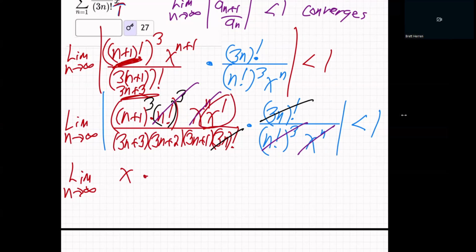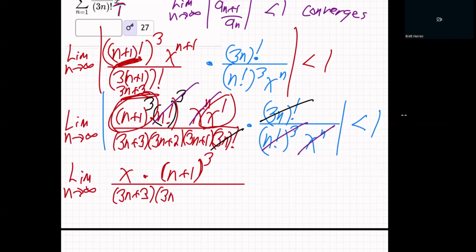What on the top I have is n plus 1 cubed. On the bottom I have 3n plus 3. Oop, that's getting ugly. Let me be a little more careful. So n plus 1 cubed on the top. I'll circle that. And then on the bottom, 3n plus 3, 3n plus 2, 3n plus 1. Right, circle, circle, circle. See how I cross out everything, circle everything? So I make sure, with so many terms, that everything's either crossed off or circled.